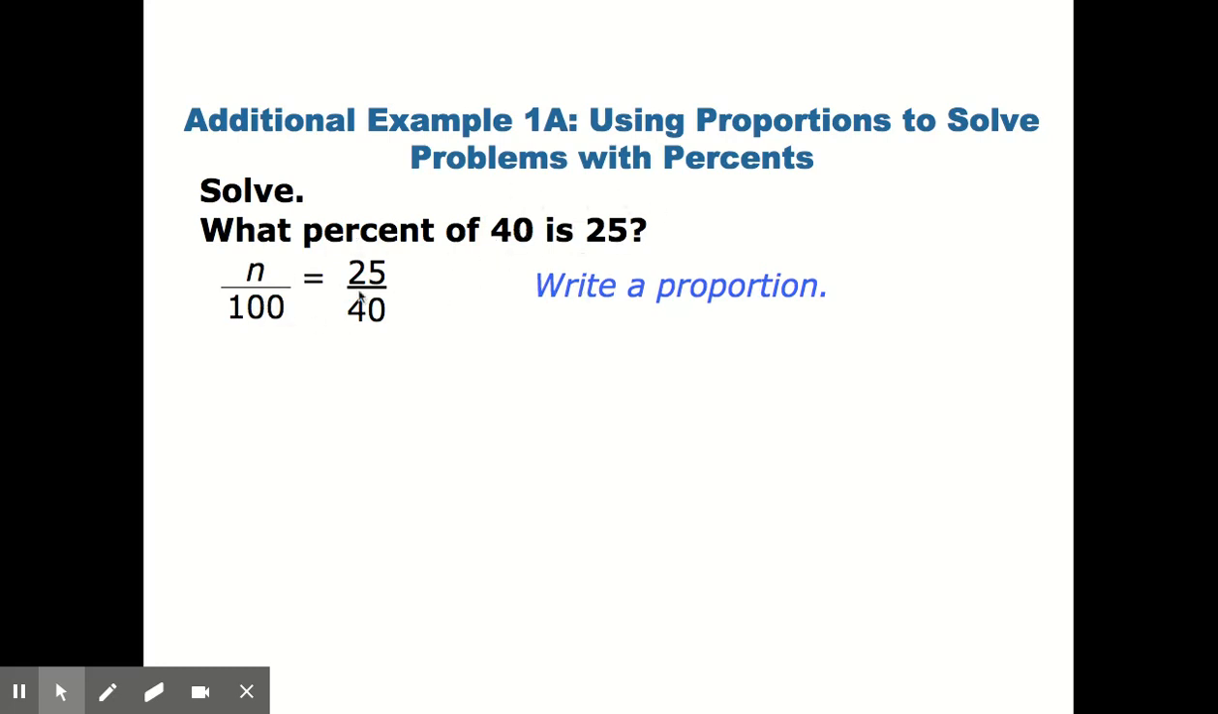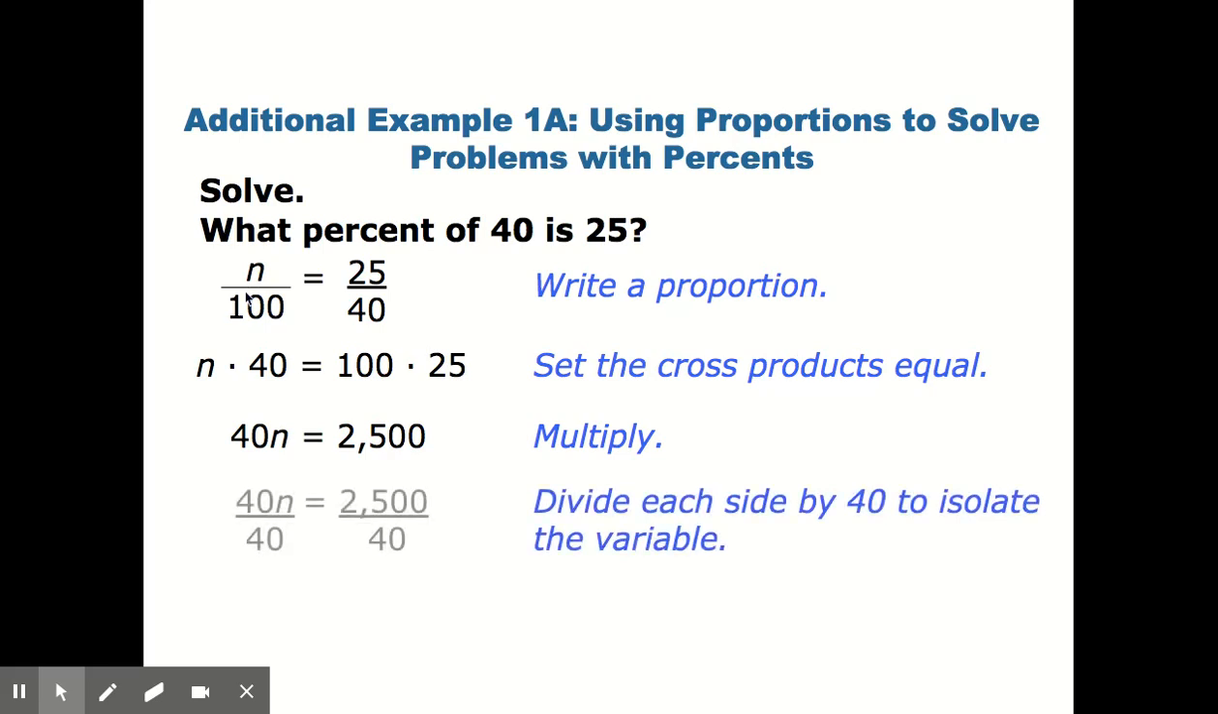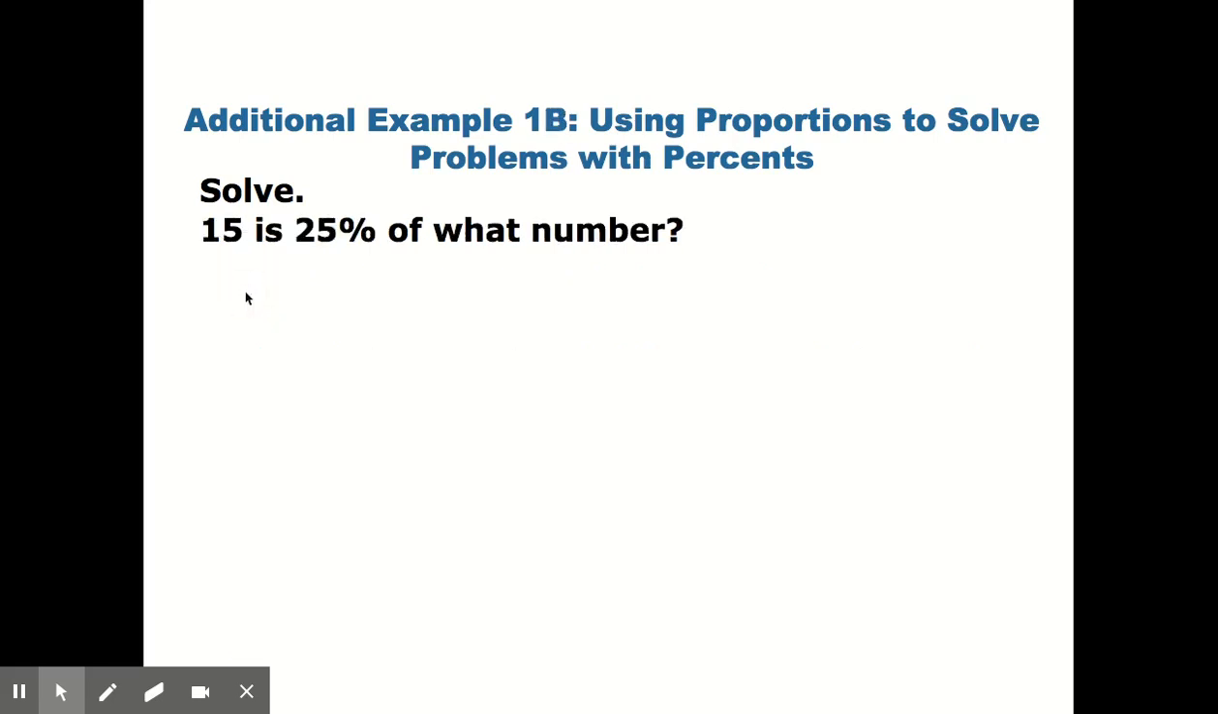And we're looking for 25 and what percent that is. We cross multiply. That gives us 40n equals 2500. We divide each side by 40 to just get n, and we get 62.5. So 25 is 62.5% of 40. By using the proportion method, we get the percent directly. We don't have to change anything.